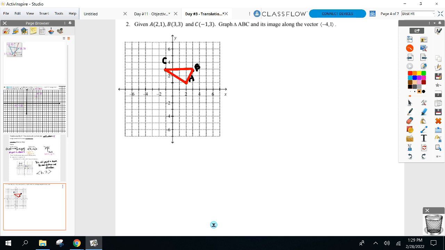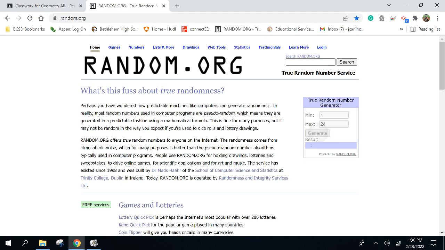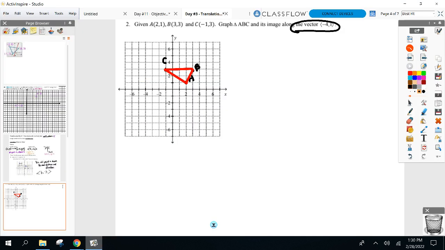And now graph the image using that vector notation, -4, 1. So before we start, you're going to take every point and move it where, how many units? If you see -4, 1, every point's getting moved where? Describe to me in your own words first. Where's everything getting moved? Left 4 and up 1. There we go, let's do it.